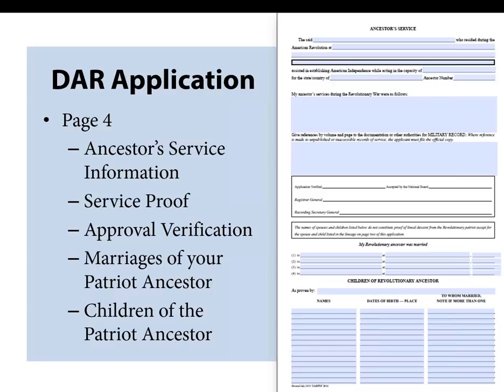Now the marriage and the children section here, it will not be verified. However, it's used as an identification fingerprint, and it'll help with identifying the correct patriot with the correct family. Sometimes you will find that there will be multiple people with the same name living in the same town, and the children and the spouses act as an identifier to help make sure that you have the right ancestor.